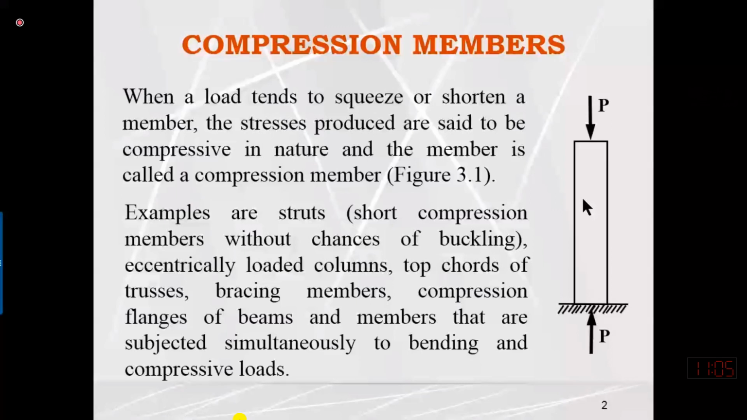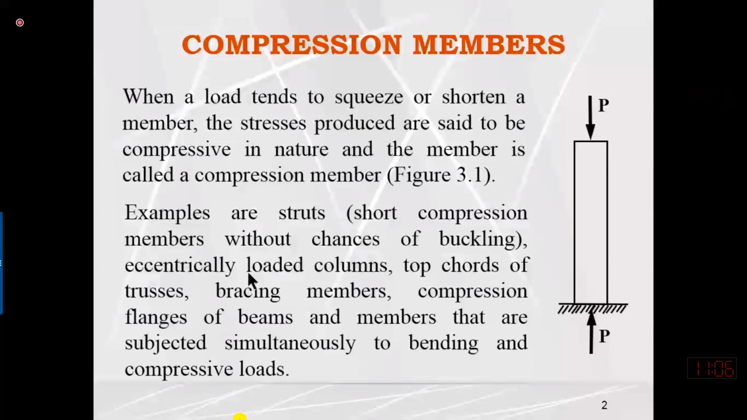So what will be our main target? We need to avoid that particular type of failure. Examples are a short compression member without any chances of buckling. Buckling we will discuss in detail, inshallah. Then eccentrically loaded columns and the top part of trusses. Normally the top part of trusses is subjected to compressive force due to gravity load, or any truss member which is having compressive forces.